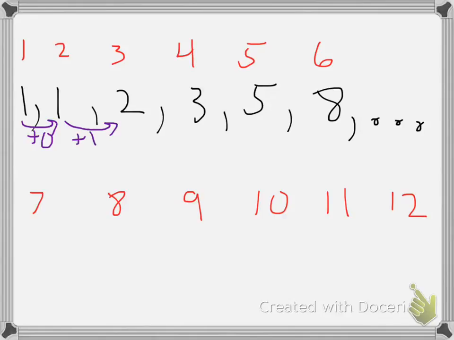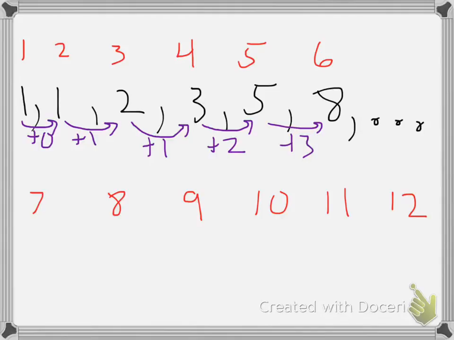When you go from 2 to 3, it's also adding 1. When you go from 3 to 5, it's adding 2. And when you go from 5 to 8, you're adding 3. So it kind of looks like we might have a pattern, but it's not an obvious pattern. It's kind of a tricky one.